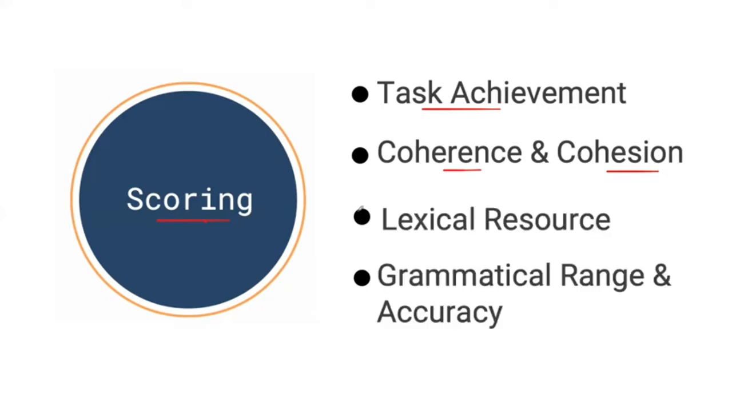Now, the last 2 areas are lexical resource and grammatical range and accuracy. This is where your word choice comes in, your spelling, your sequencers, your present perfect passive versus active voice or past passive.